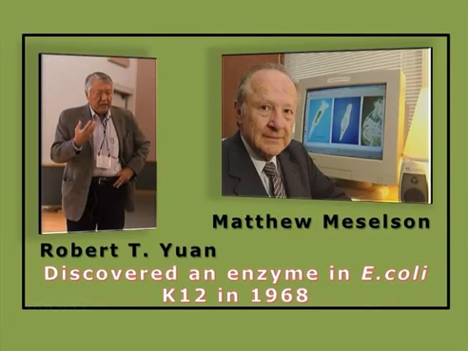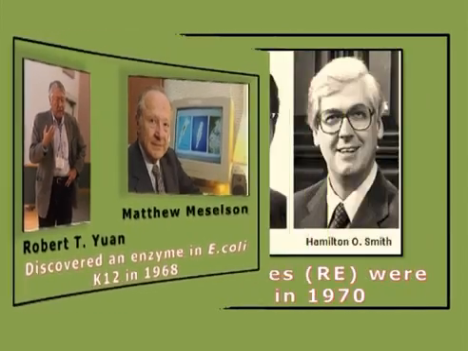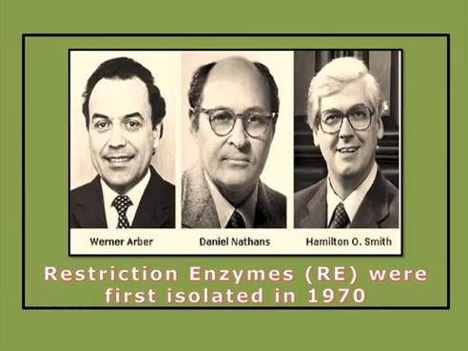Now, we will be discussing the scientists who initially started the story, and the credit goes to Matthew Meselson and Robert Yuan, who discovered the enzyme from E. coli K12 in the year 1968. And finally, the process gathered momentum with the findings of Werner Arber, Daniel Nathans, and Hamilton O. Smith. They discovered restriction endonucleases in the year 1970.